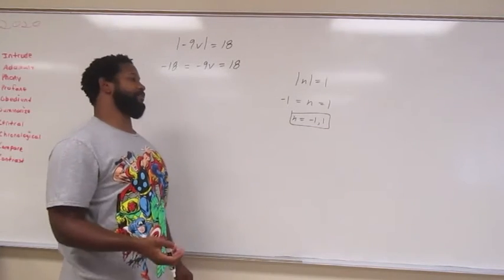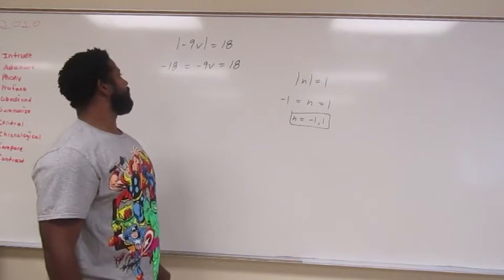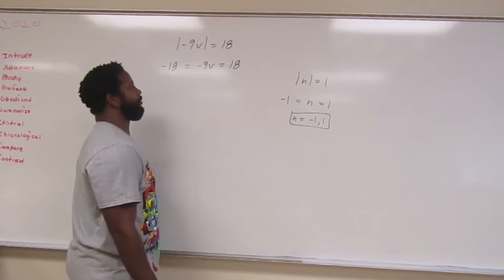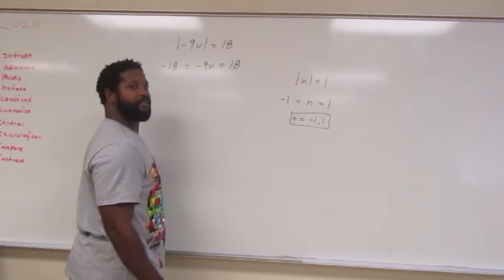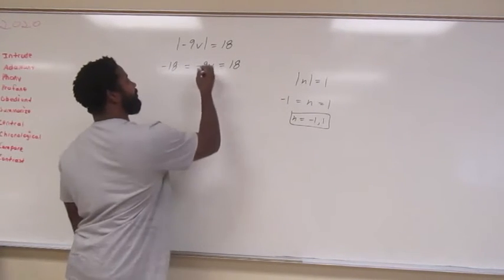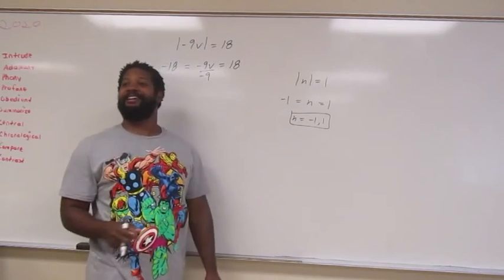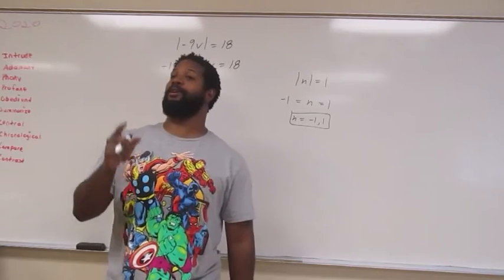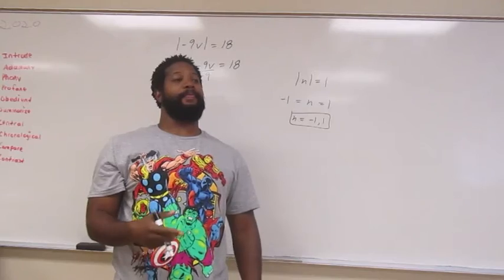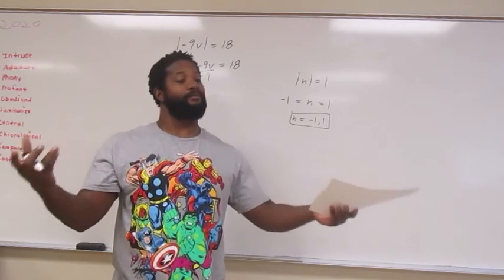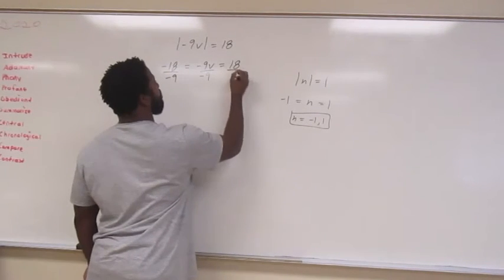I'm not going to be one of those teachers that's going to tell you to go all the way around the mulberry bush. Just separate them, just put both the signs up there, all right? And then how do you get the v by itself? Dividing. You're going to divide it. What you do on one side, you must do to the other side. Now, in this type of situation, you do it on both sides. Negative 9, negative 9, negative 9.